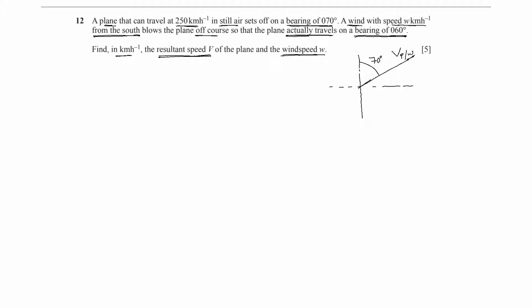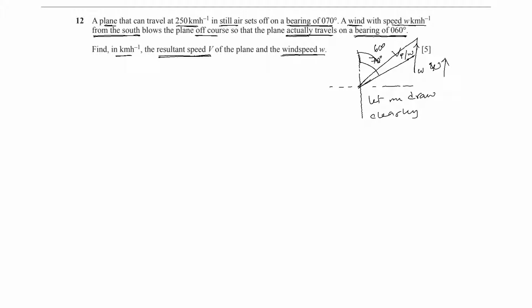This is velocity of plane relative to wind, and the wind is actually blowing from the south. That means in this direction upwards. So the wind will affect the velocity, or the relative velocity of the plane, and it finally ends up going on a bearing of 60 degree in this direction. This picture becomes a bit clumsy, so let me draw a clear and bigger picture.